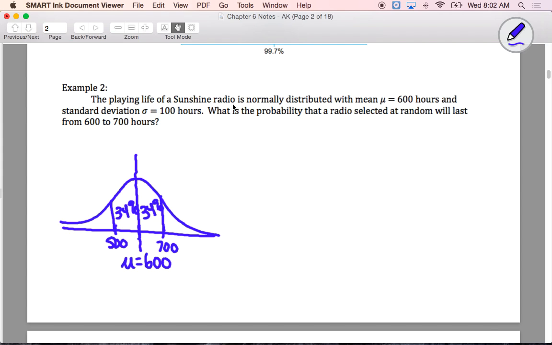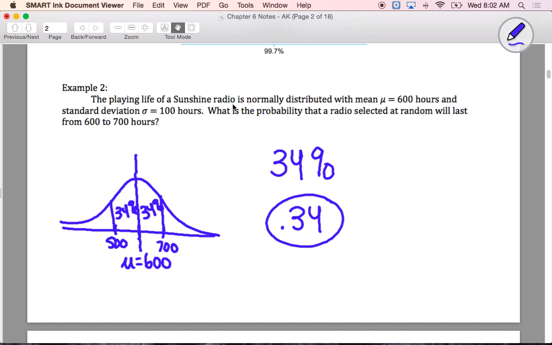Now, they want to know what's the probability that a radio selected at random will last from 600 to 700 hours. So you have to find the percent that matches up with 600 to 700. If we look at our picture, 600 to 700 is that 34%. So that means we would have then 34%, but that's not probability. That's your percent. So our probability then would be 0.34. So yes, it is a 34% chance of it happening for that selected radio to last between 600 to 700 hours.